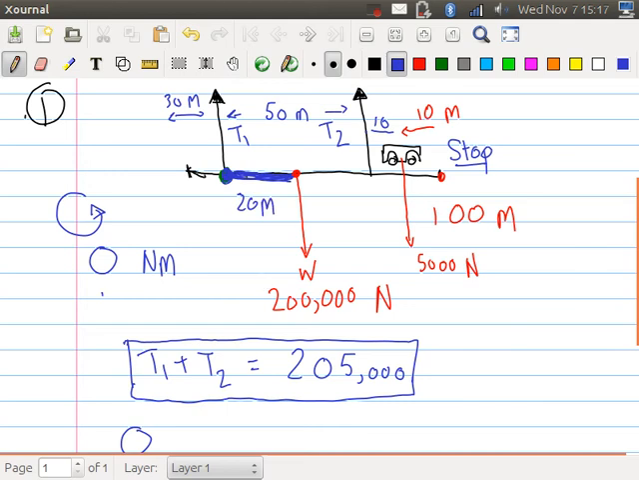Why? What do you mean, why? It's 50 from here to here, and 30 from here to here. Just think for a moment. 50 from T1 to T2, that's it. Yes, but the total is 100, and this will be in the middle at 50.